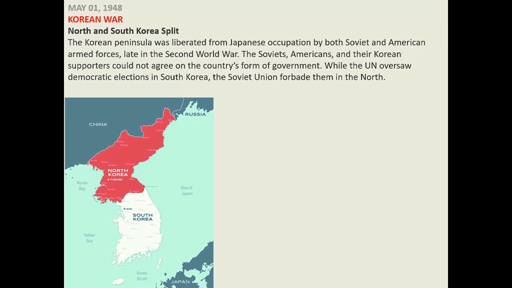On the 1st of May 1948, the northern sector, which is under Soviet control, and the southern sector, which is under Western control, of course, split. The Korean Peninsula was liberated from Japanese occupation by both Soviet and American forces in the Second World War. The Soviets and Americans and their Korean supporters could not agree on the country's form of government. Very much like Germany, but it becomes certainly more volatile very quickly. The UN oversaw democratic elections in South Korea. The Soviet Union forbade them in the North.